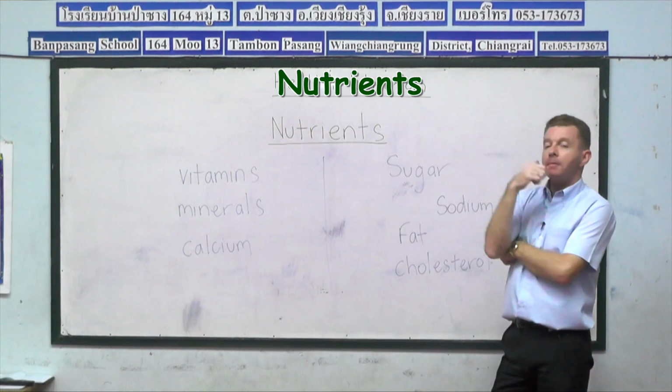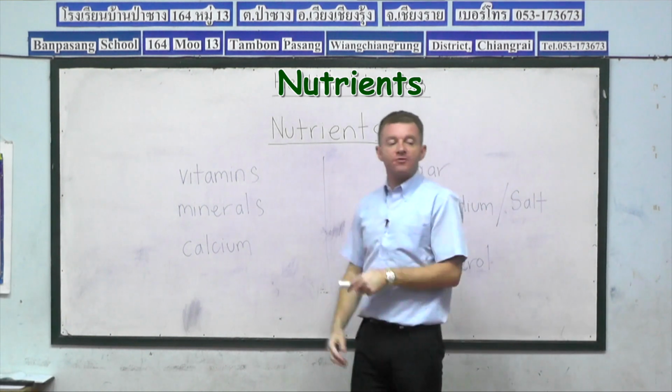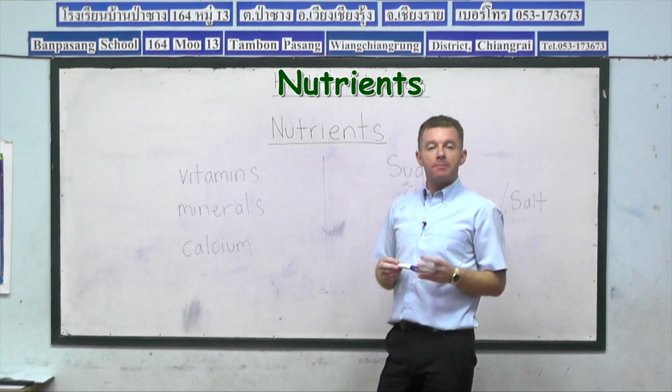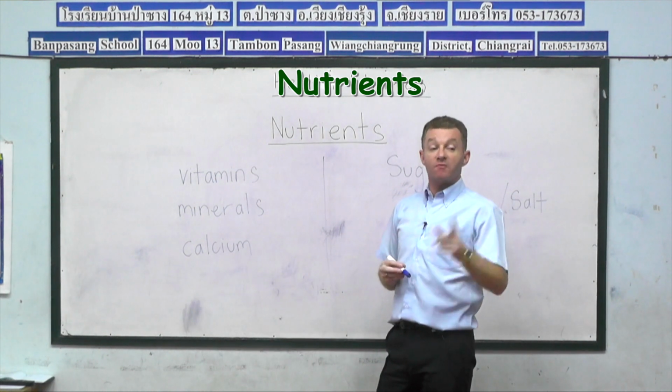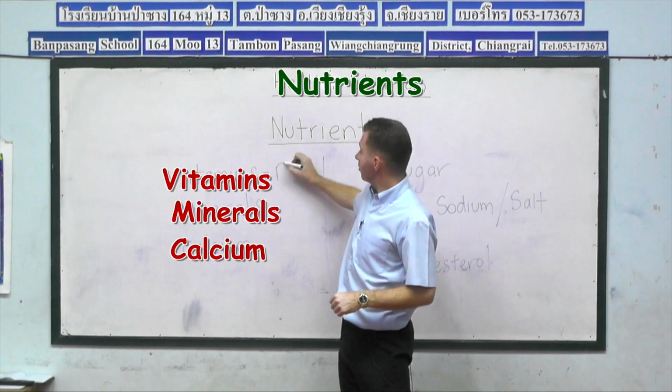So who can think about some foods? For example, if I want vitamins, what type of foods can I drink or eat? What type of foods do we get vitamins from? Fruit. Excellent. Yes, we get lots of vitamins from fruit.